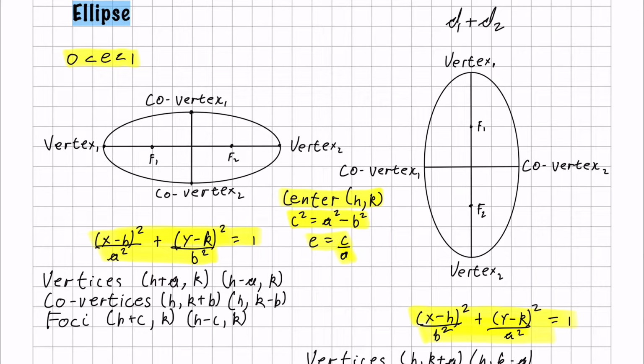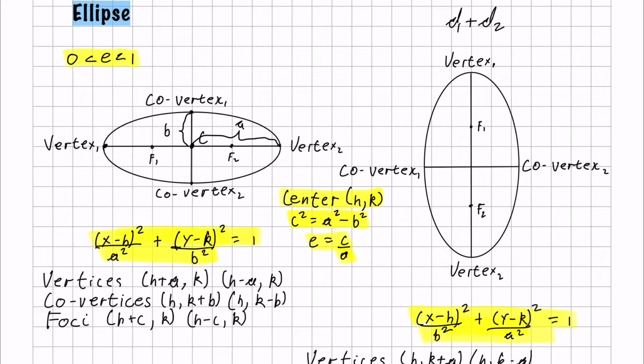Now let me explain what a and b are. The distance from the center, this is the center, to the vertex. The vertex is the point furthest from the center. As you can see, this distance over here is the biggest distance, and it would be called A. The distance from the center to the point on the ellipse that's closest will be called B. So that's our A and B.